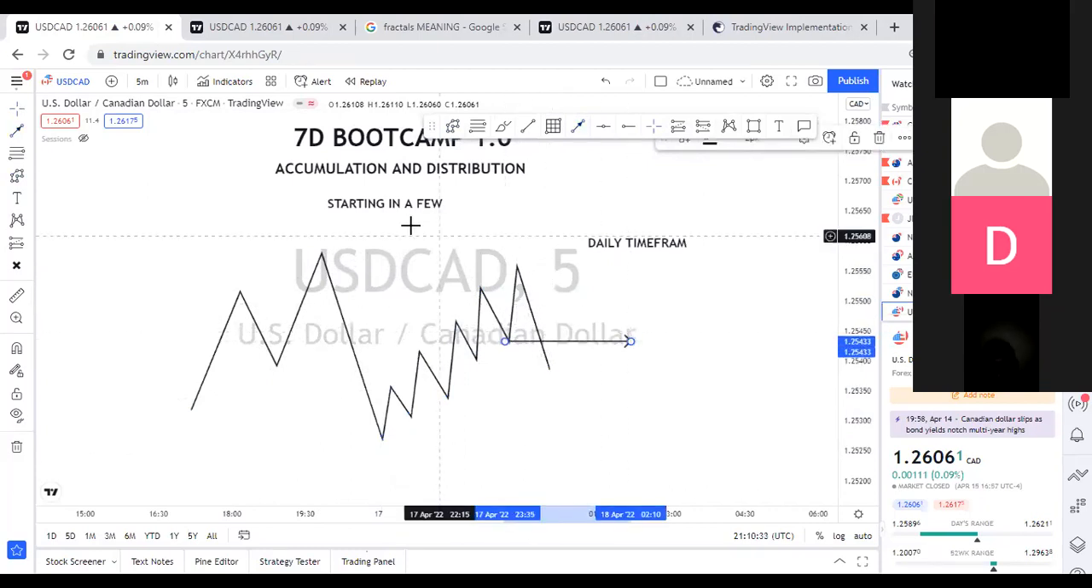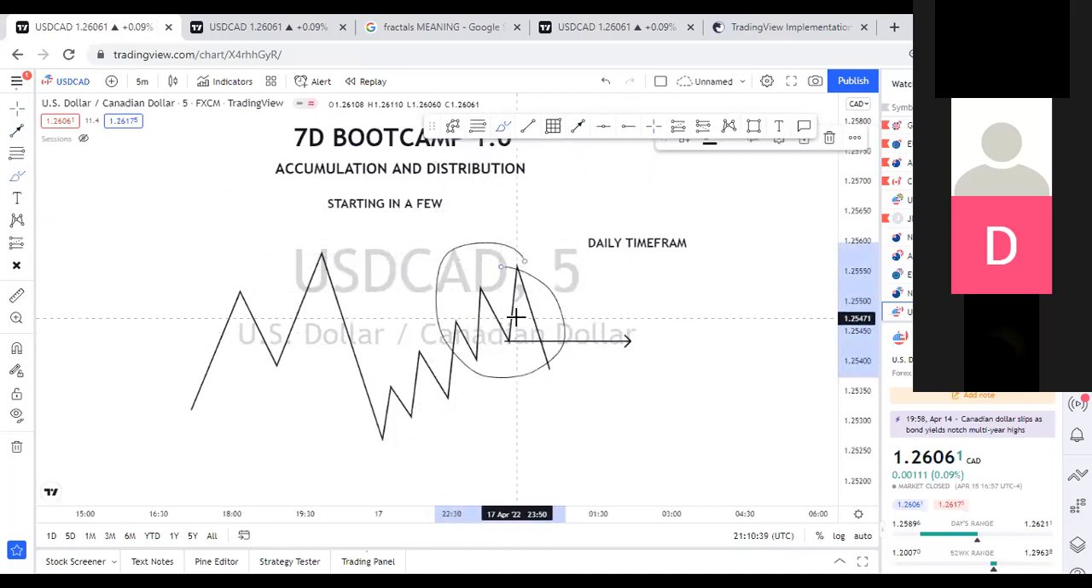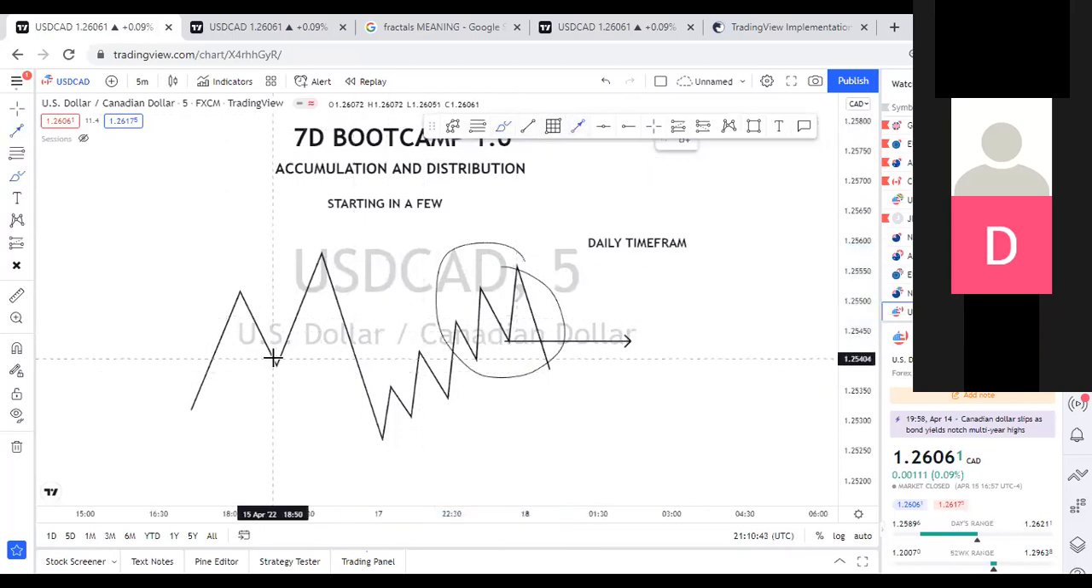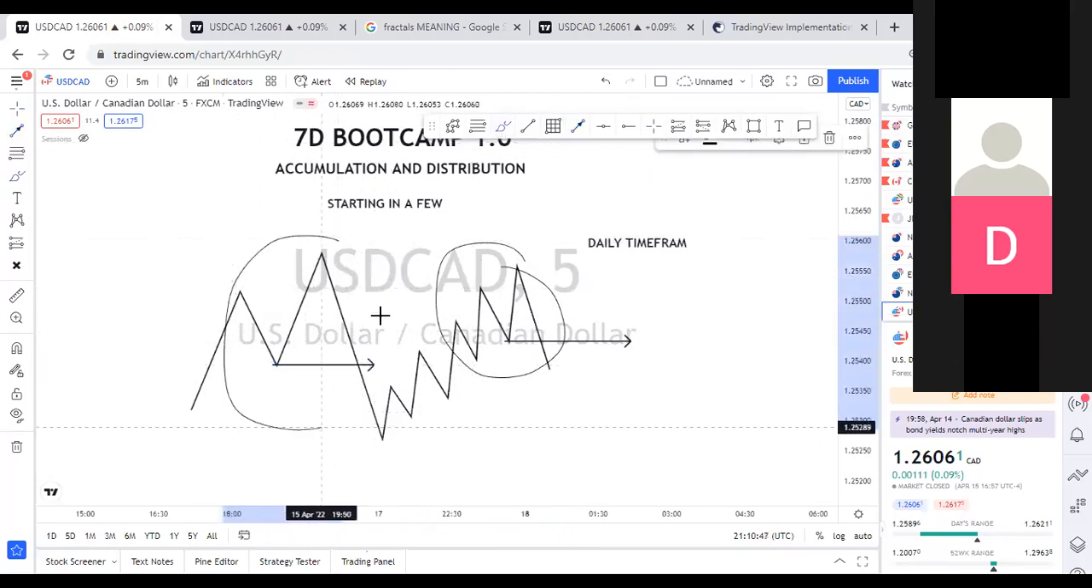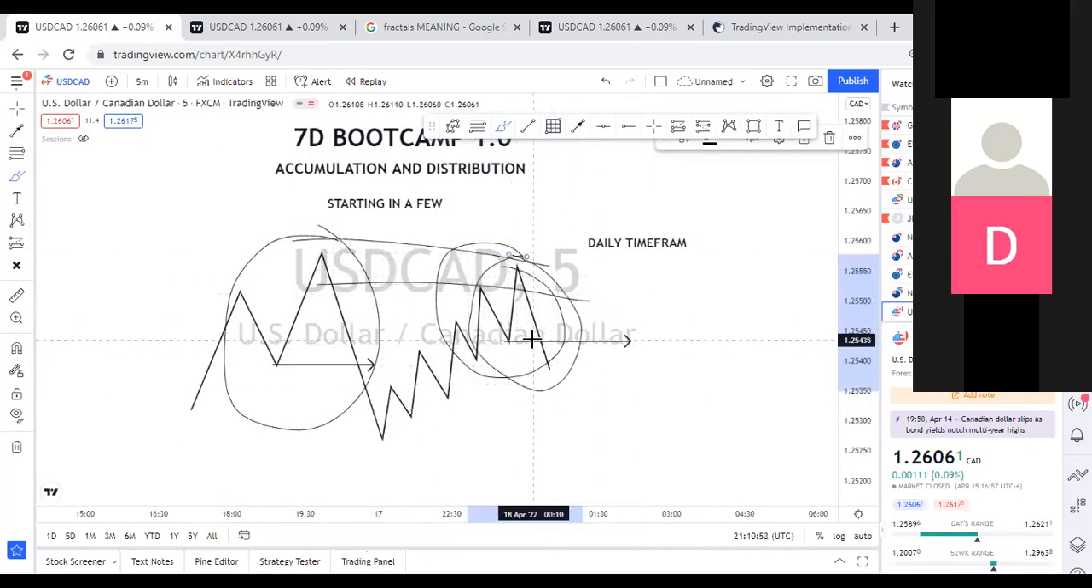All right. Again, what happens here is what we call a redistribution. Remember, what happened here was distribution, and then when it comes for that retest, it distributed again. That's what makes it a redistribution.